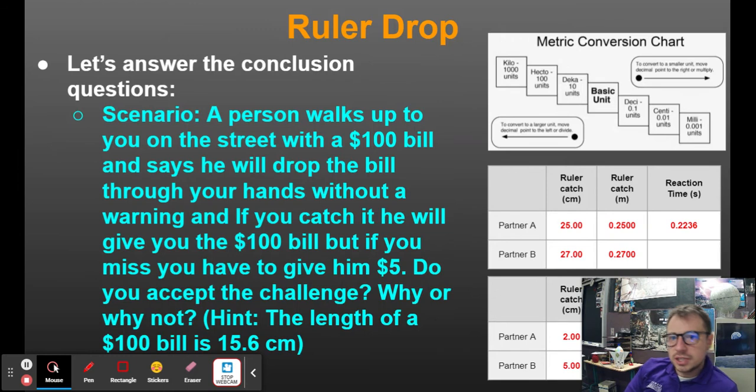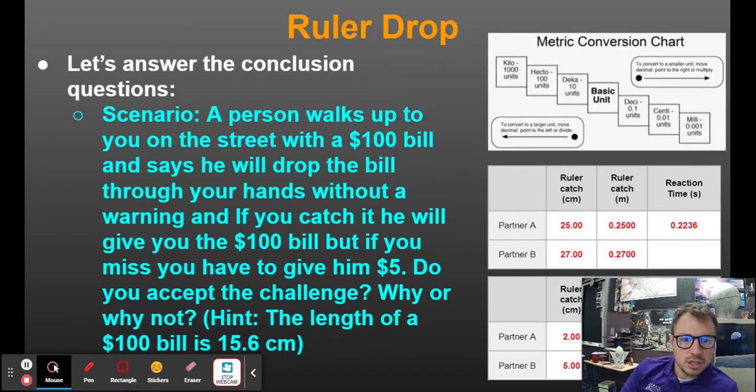So here's the question. A person walks up to you on the street with a $100 bill and says that he will drop the bill through your hands without warning. If you catch it, he will give you the $100 bill. But if you miss, you have to give him $5. Do you accept the challenge? Why or why not? And the hint is the length of a $100 bill is 15.6 centimeters.